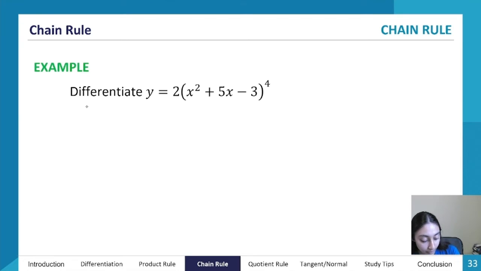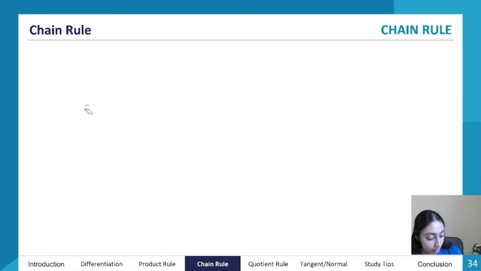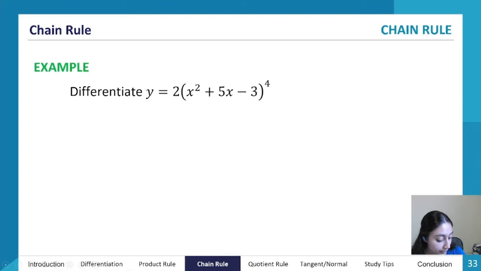So let's define our f of x, which is whatever's inside the brackets, right? So x squared plus 5x minus 3. So we have f dash of x will be equal to 2x plus 5. All right, now let's actually do our y dash.